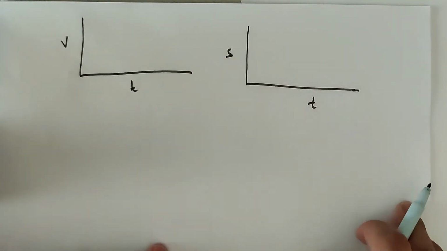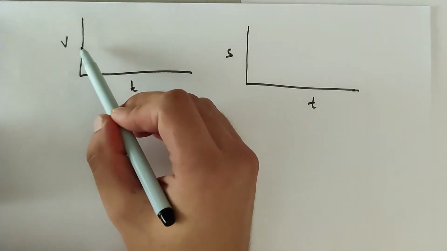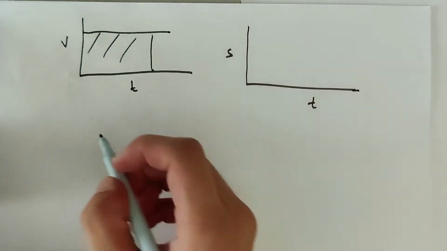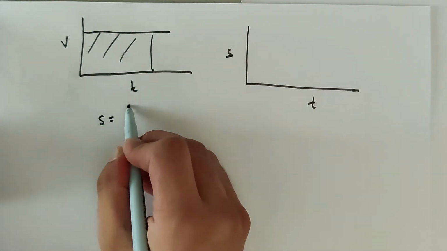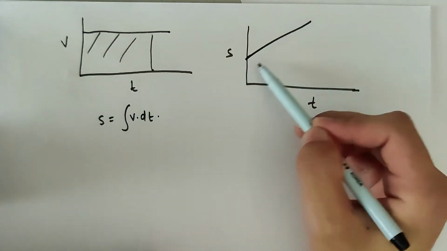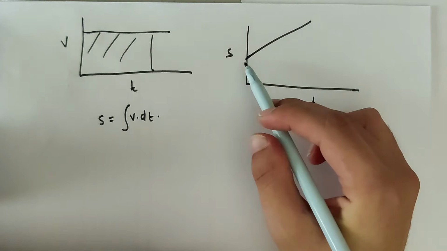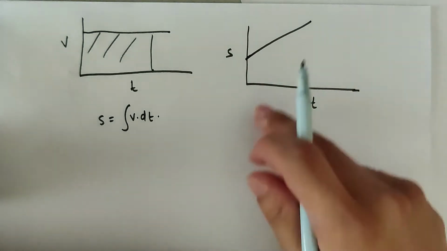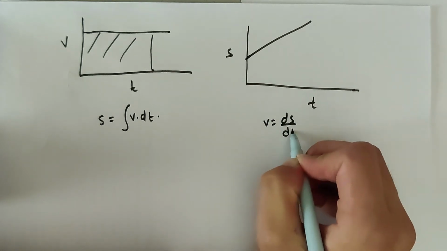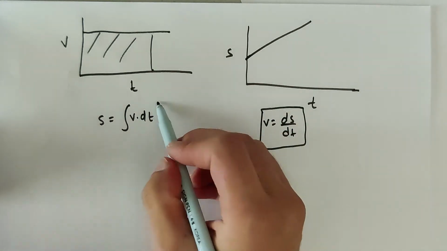So to recap, if I have a vt graph, let's say some kind of graph, then the area under the graph gives me displacement. So displacement is the area under the vt graph. And if I have an st graph, then the slope of this graph gives me velocity. So these are the two fundamental things that you have to understand for now.